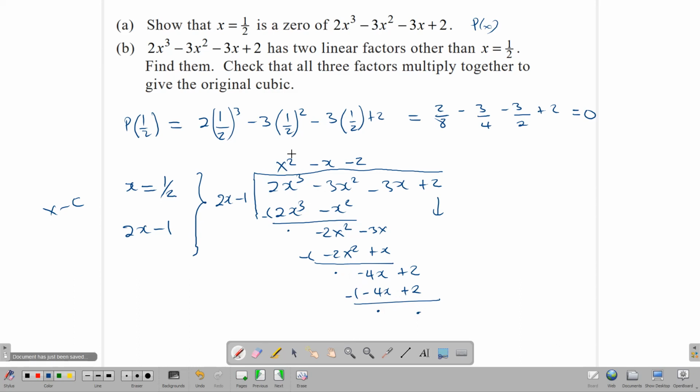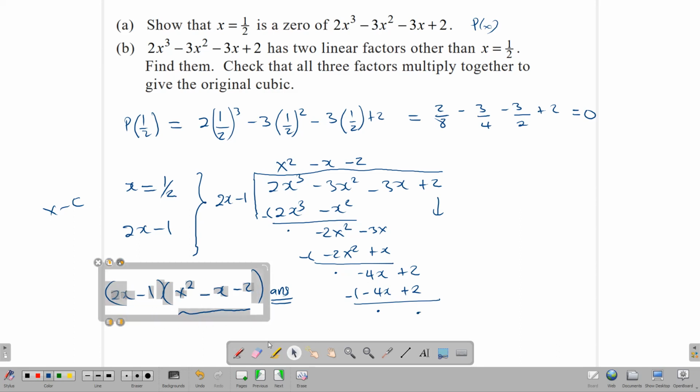So this is our quotient, x squared minus x minus 2. And so our expression can be written as 2x minus 1 times x squared minus x minus 2. But we haven't found the other two linear factors, and what we need to do is find them by factorizing this. So let us take this to another page where we can factorize it a little better.